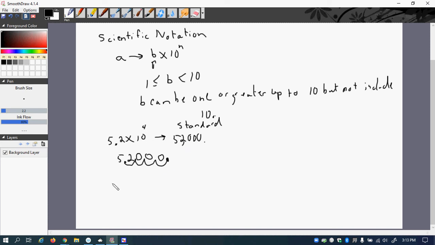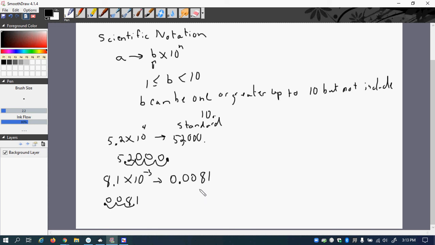Okay, let's take a look at another one. 8.1 times 10 to the negative 3. So what will that look like? Well, this is a negative symbol, so that means the decimal goes to the left. So if I have 8.1, it goes to the left 3 places. 1, 2, 3. And the decimal place is here. So 0, 0. So this is 0.0081 to show you the standard form.